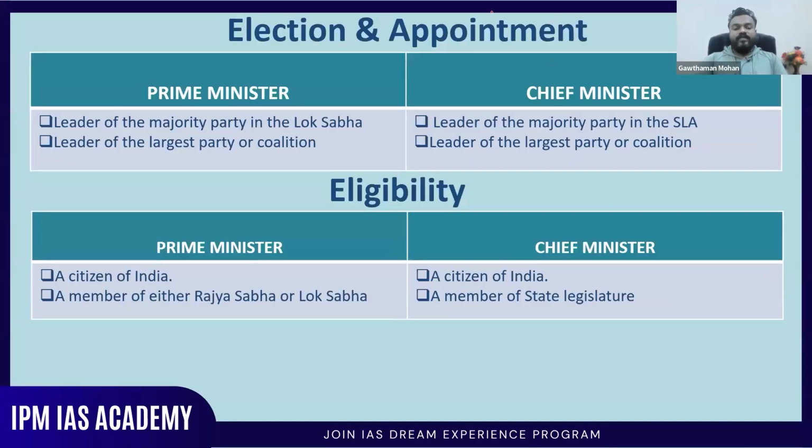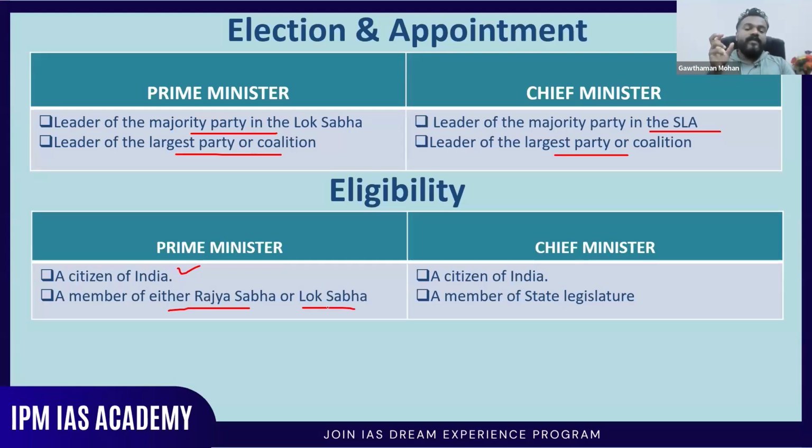Now, the election and appointment. The Prime Minister is considered to be the leader of the majority party in the Lok Sabha, and the Chief Minister is considered to be the leader of the majority party in the State Legislative Assembly. The Prime Minister is the leader of the largest party or coalition, and the same applies to the Chief Minister at the state level. Eligibility: a citizen of India and a member of either the Rajya Sabha or the Lok Sabha.